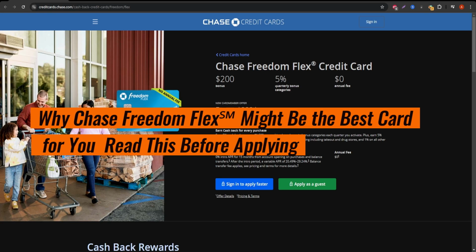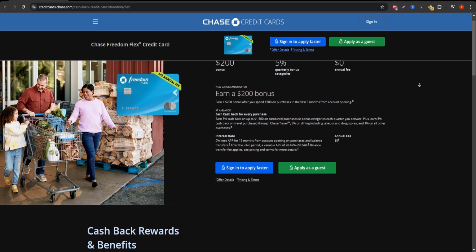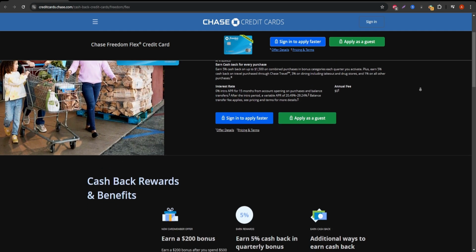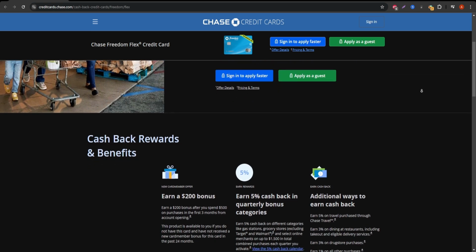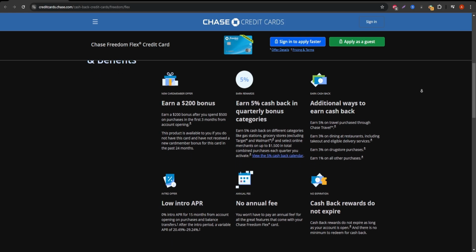Today, let's dive into everything you need to know about the Chase Freedom Flex credit card. If you're looking for a card with no annual fee, excellent cashback rewards, and flexibility in categories, this might be for you. But let's take a closer look.